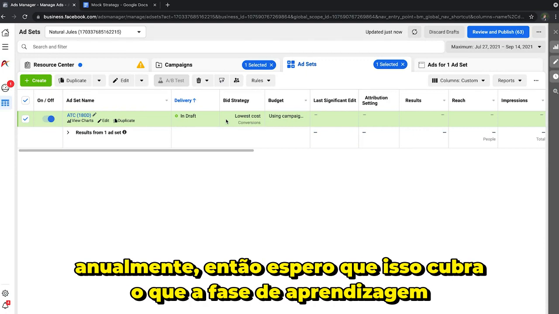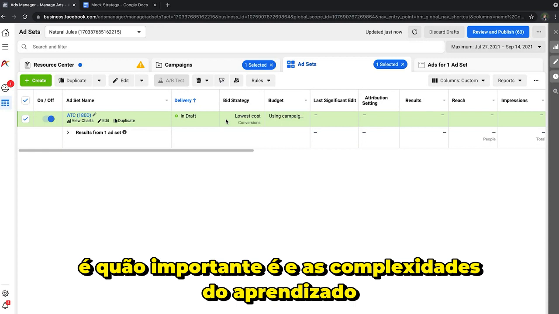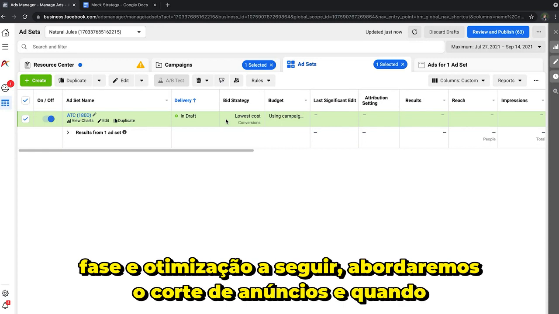So hopefully that covers what the learning phase is, how important it is, and the intricacies of the learning phase and optimization. Next, we will cover cutting ads and when to cut them.